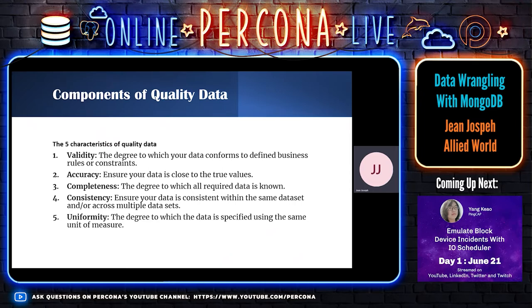We cannot think or even talk about data wrangling without introducing the five characteristics of quality data. The first one is validity, which tells you the degree to which your data conforms to defined business rules or constraints. The second one is accuracy. That's when you have to ensure your data is close to the true value. The third one is completeness, which tells you the degree to which all required data is known. The fourth one is consistency, which allows you to ensure your data is consistent within the same data set and across multiple data sets. And then the last one is uniformity, which tells you the degree to which the data is specified using the same unit of measure. Great, guys.